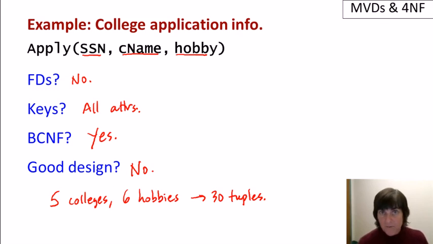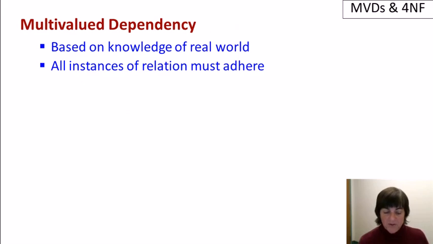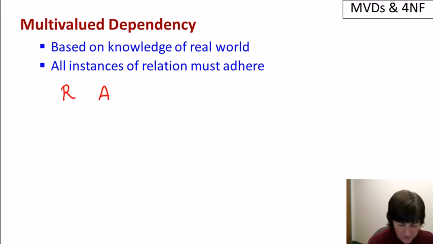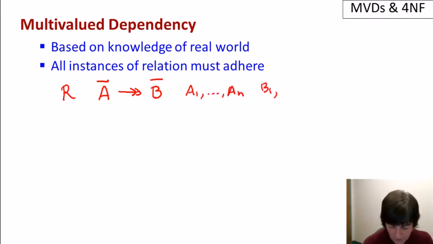And now let's get a little bit more formal. Like functional dependencies, multi-valued dependencies are specified based on knowledge of the real-world constraints on the data being captured, and all instances of a relation with a multi-valued dependency must adhere to the dependency. Now let's define exactly what a multi-valued dependency is. For a relation R, we write a multi-valued dependency using a double-headed arrow, and we say A multi-determines B, in this case, again, with A and B possibly being sets of attributes. So that would be A1 through AN and B1 through BM, which I'm abbreviating with A bar and B bar.